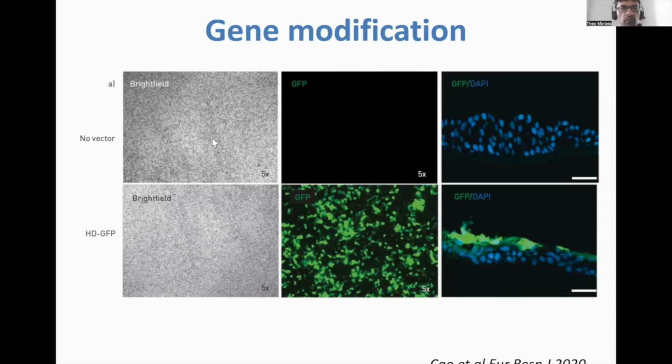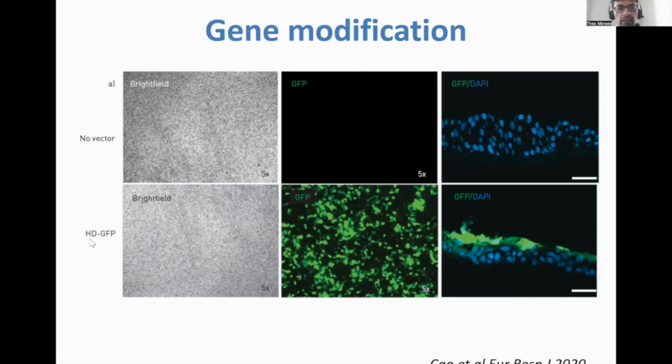And in this case, what Jim did is he made a virus that expresses a green fluorescent protein, so GFP. And these are just three images here from the same cells. Bright field means just looking under the microscope and seeing the cells. GFP is obviously looking for the green signal. And DAPI is a blue stain that picks up the cell nuclei.